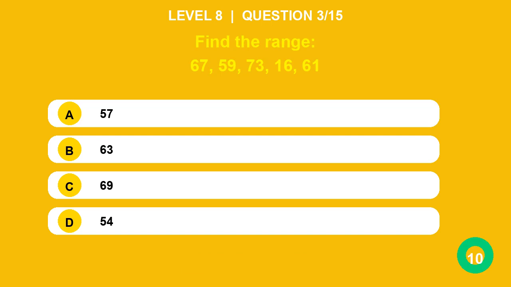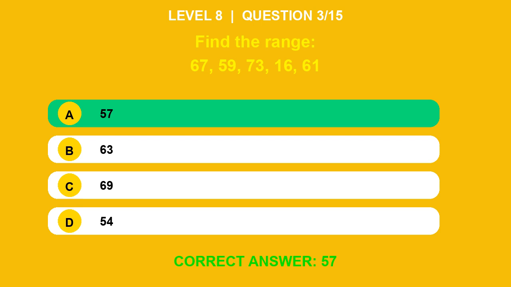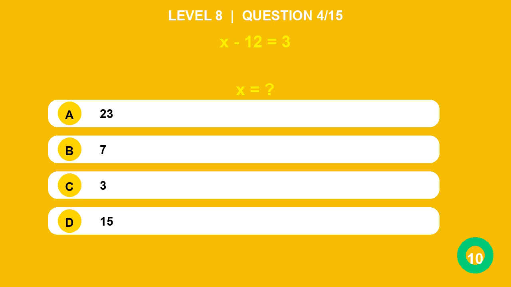Find the range. 67, 59, 73, 16, 61. Answer is 57. X minus 12 equals 3.